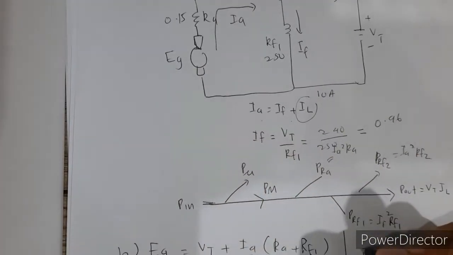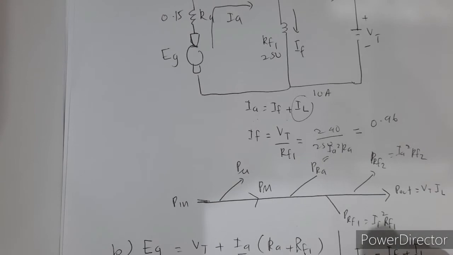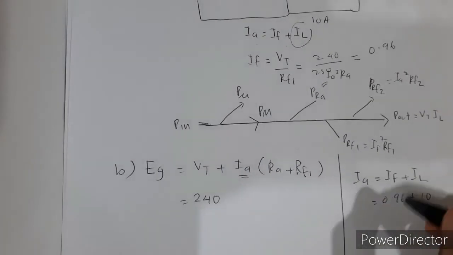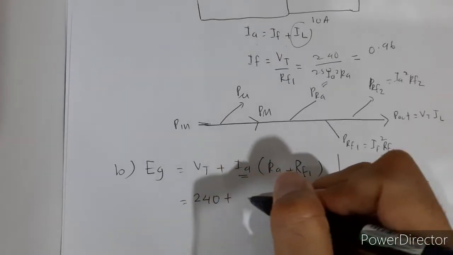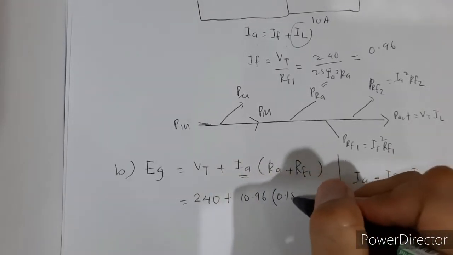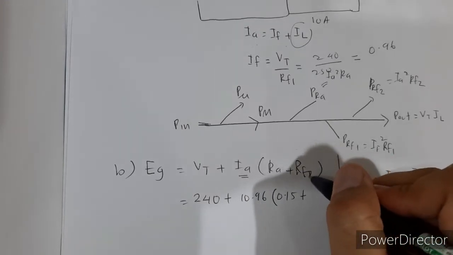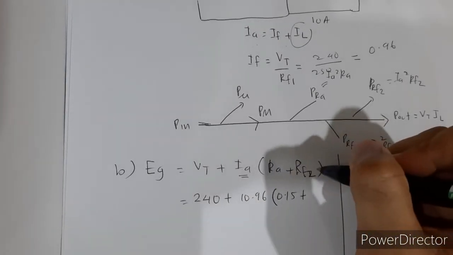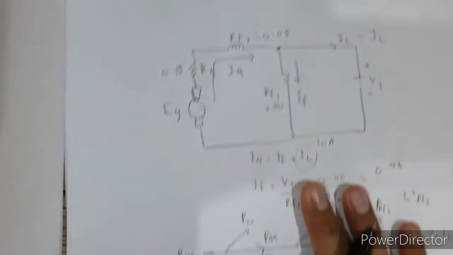So IA equals IF plus IL. We know IF is 0.96 and IL is 10, so IA is equal to 10.96. Plus 10.96 multiplied by RE, which is 0.15, plus RF2, this is RF2, not RF1, because the current that flows through RF2 is IA. Based on this circuit.